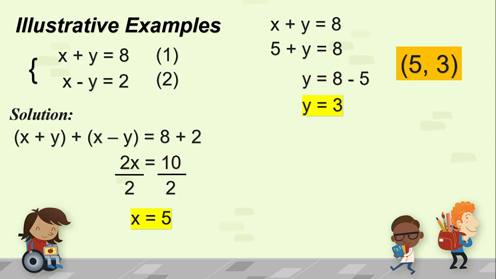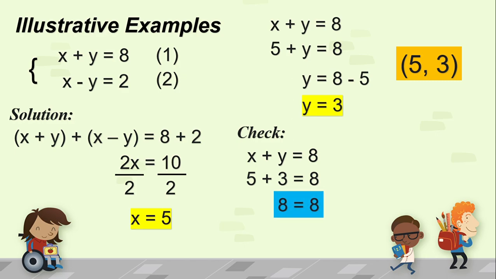So now, let's check. Let's substitute the ordered pair in both equations. For our first equation, x plus y is equal to 8, let's substitute the value of x by 5 and the value of y by 3. So we will have 5 plus 3 is equal to 8. So therefore, 8 is equal to 8.